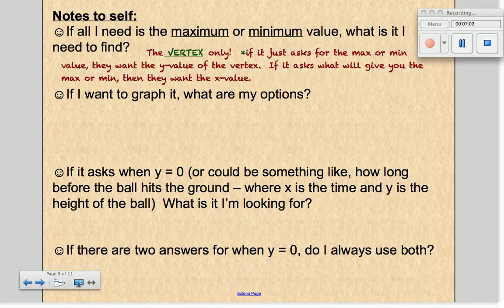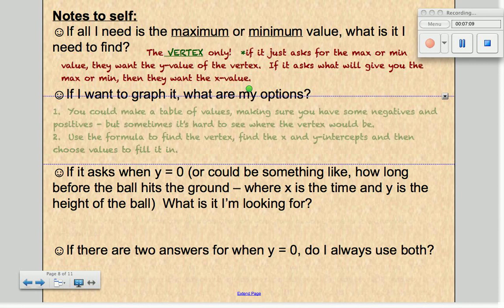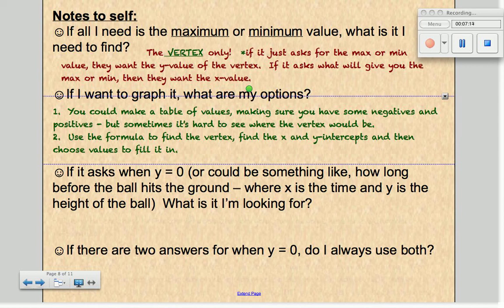If I give you an equation and ask you to graph it, you can always go back to making a table of values. You would just need to make sure you have some negatives and positives, and plug them into your calculator, right? The only problem here is that it's hard to tell where the vertex is. In the easier ones, the vertex is pretty obvious. But on some of these now, the vertex isn't going to be so obvious, and so your graph might not really be right.